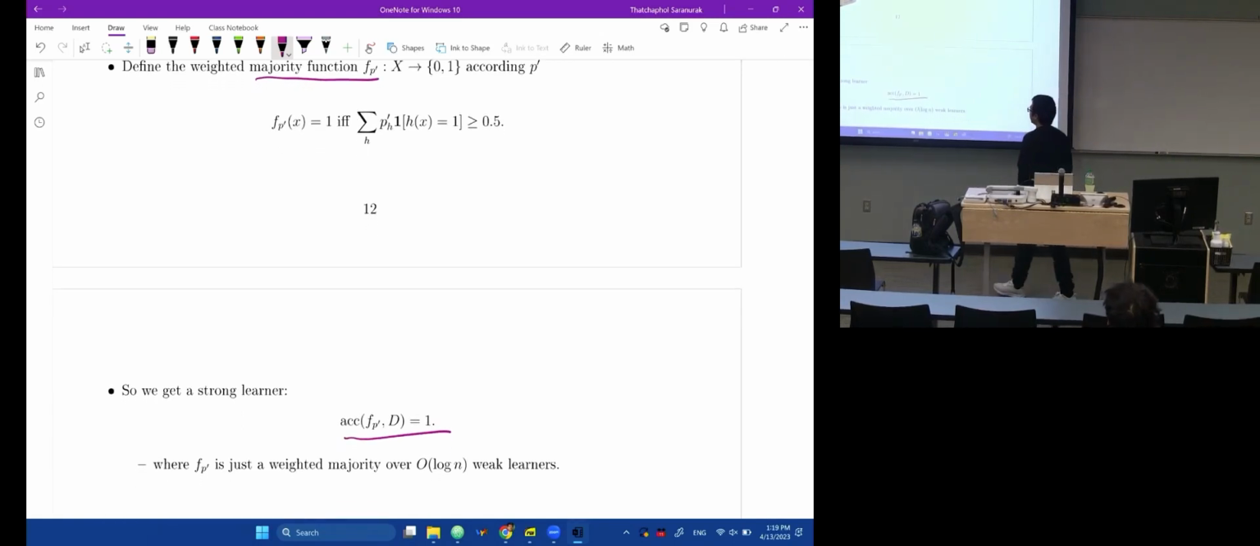And you see, this function is just a majority over log n guys, assuming that you have a weak learner. Simple but strong, right?